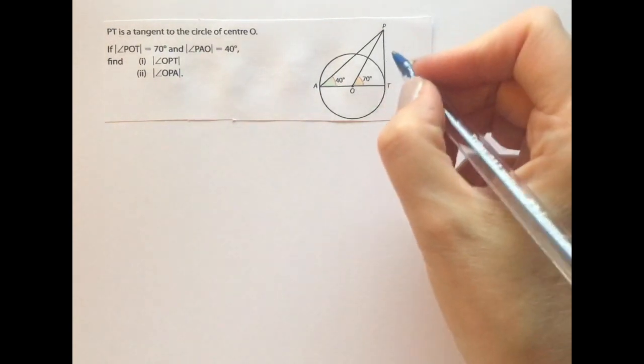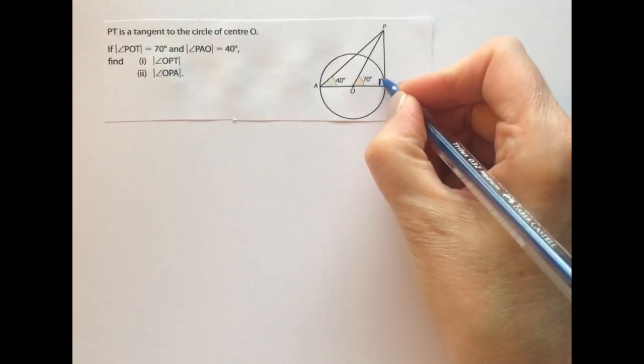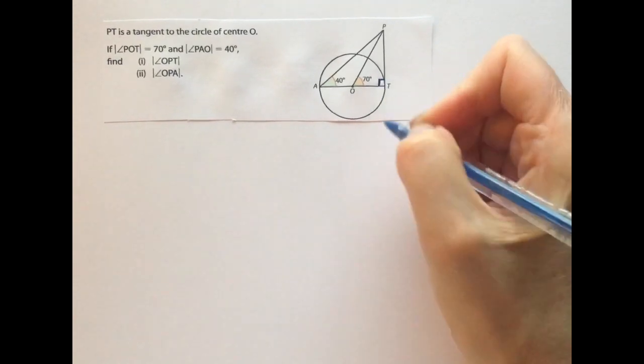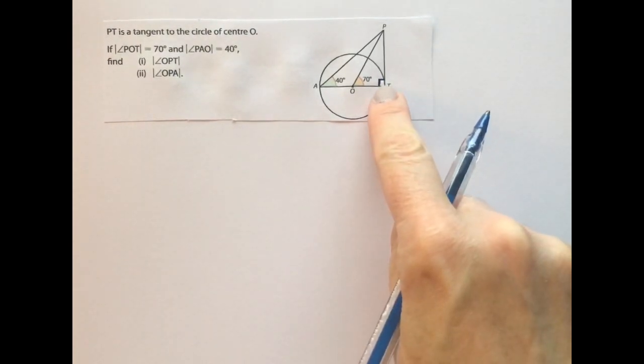Okay, so let's take a look. PT is a tangent to the circle. So straight away, what do we know about tangents to circles? Well, our theorem states that a tangent meets a radius at 90 degrees. So I'm going to put that little bit of information in there for myself. That is a 90-degree angle.